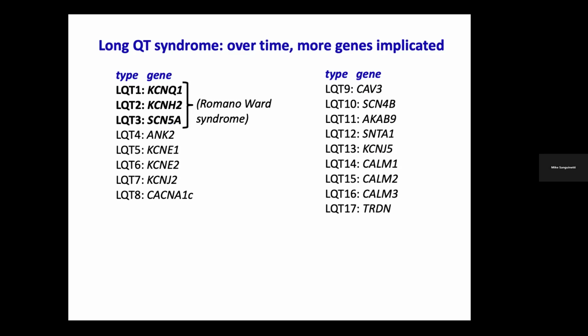And then subsequently, over the 20 years or so, 30 years afterwards, people started cloning all sorts of new genes associated with long QT syndrome. And if you look in the literature now, there's 17 different types of long QT. Maybe, I really don't agree with that. LQT 1, 2, and 3, the ones I just told you about, are for Romano-Ward syndrome, that autosomal dominant form. And autosomal recessive is caused by dual mutations in KCNQ1.